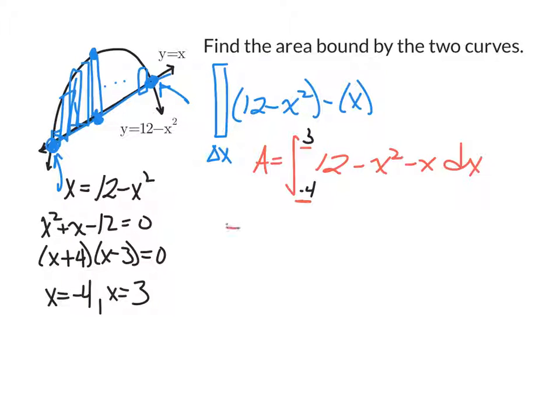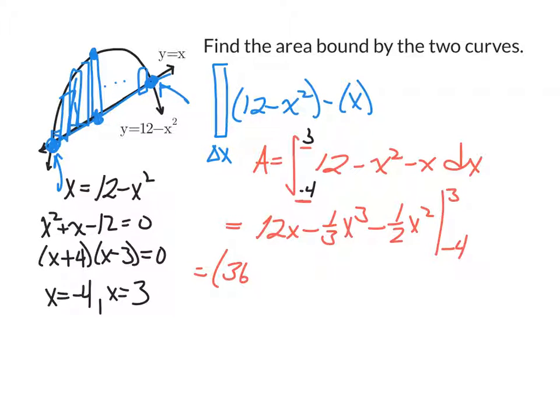Real quickly then, first we would integrate 12 into 12x, and minus x squared into minus 1/3 x to the third, and minus x into minus 1/2 x squared. Then evaluate this from negative 4 to 3, which is going to mean taking 3 and plugging that in first. So we get 36 minus 9 minus 9/2. And subtract the value we get from plugging in negative 4.